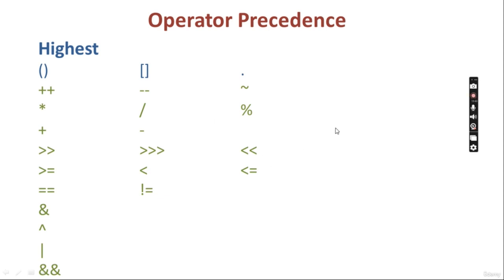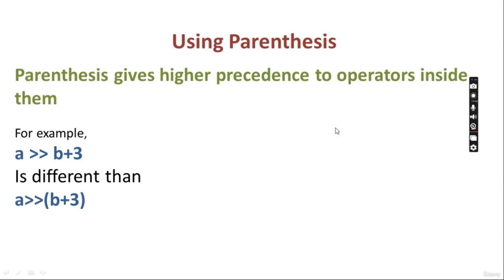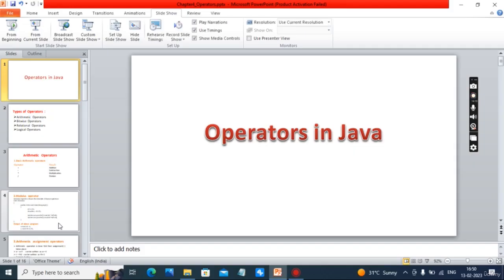So this way, we have completed using parentheses. Parentheses give higher precedence to operators inside them. For example, A right shift B plus 3 is different from A right shift (B plus 3). So when you are writing anything inside parentheses, it will give the highest precedence to anything written inside the parentheses. So this way we have completed operators in Java.